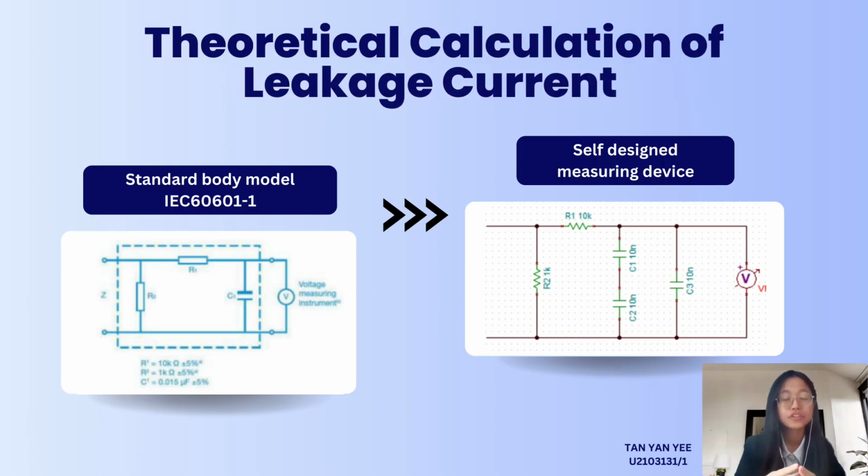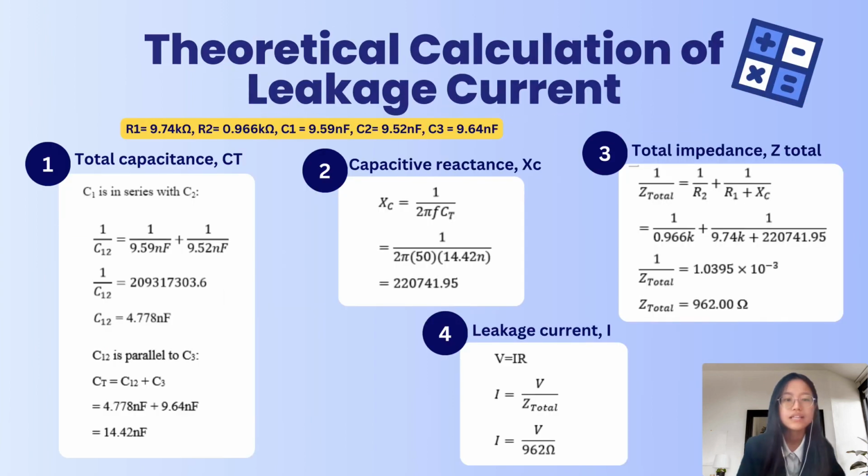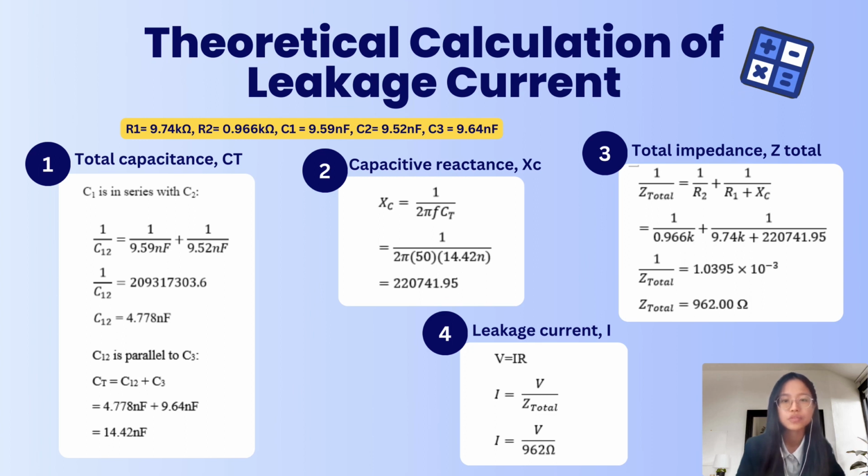Now, moving on to the theoretical calculation of leakage current. The circuit on the right-hand side is designed by our group based on the standard body model, which is on the left-hand side. There are slight changes made due to electronic component constraints from the medical electronic lab. The total capacitance of 0.015 microfarad is achieved by connecting one 0.01 microfarad capacitor in parallel to two 0.01 microfarad capacitors that are connected in series. The values of resistance and capacitance measured with a multimeter are highlighted in yellow in this slide.